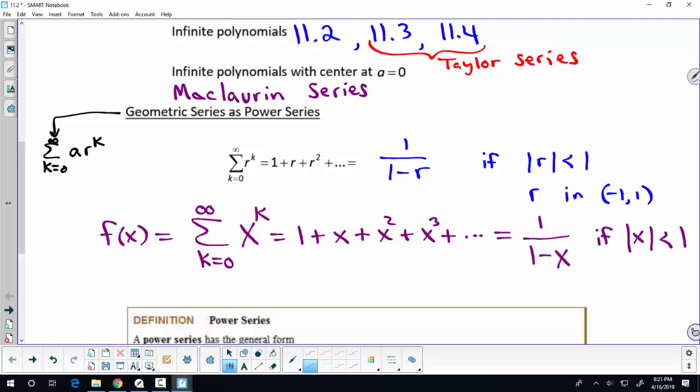So now we start looking at these series that we've seen in chapter 10. We start to look at them with a variable, to determine: do they converge to a function, or what values of x do they converge to that function? So I hope that's pretty straightforward, just replacement of a variable with a fixed ratio.